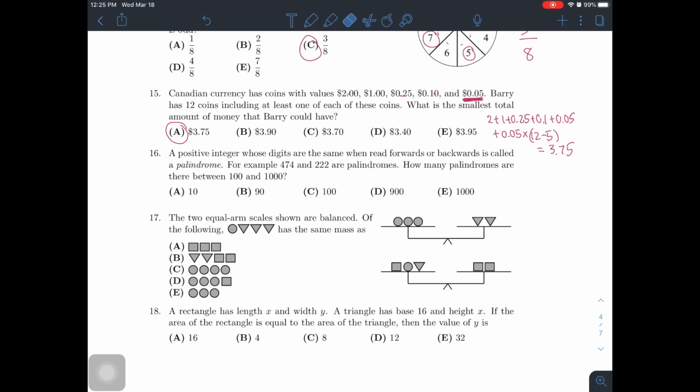Question 16. A positive integer whose digits are the same when read forward or backwards is called a palindrome. For example, 474 and 222 are palindromes. How many palindromes are there between 100 and 1,000?